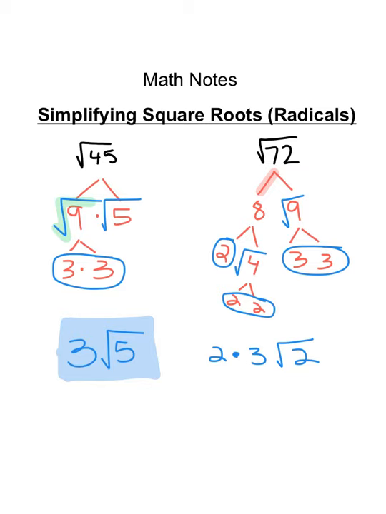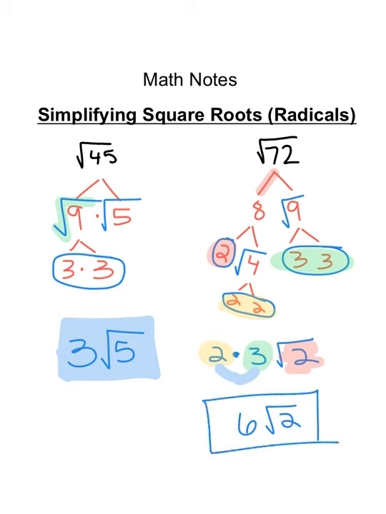And I'll use the highlighter to help you see where the pieces came from. So we got the pair of 2's is this. The group of 3's is this. And the 2 that didn't have a pair, or we couldn't square root, is left over here. And the way that we write our final answer is the 2 times 3 here, which would be 6 square root 2, is the same thing as the square root of 72.